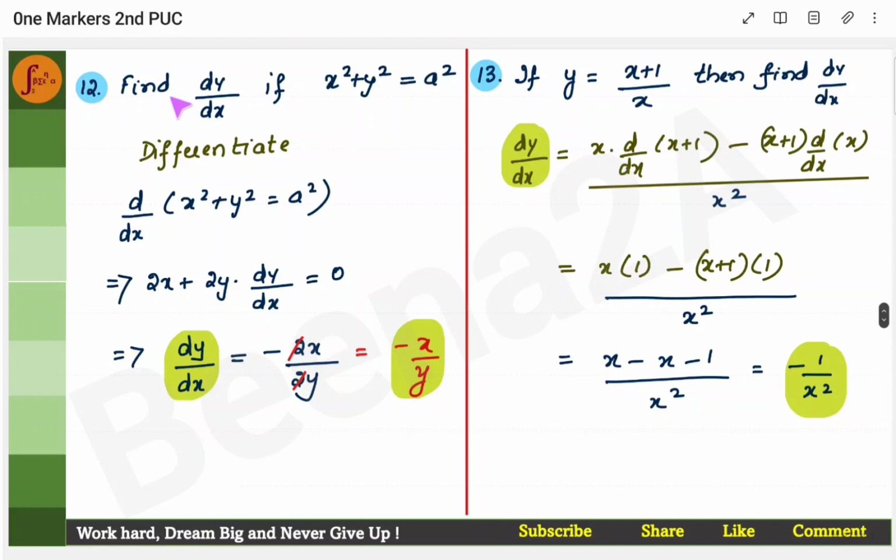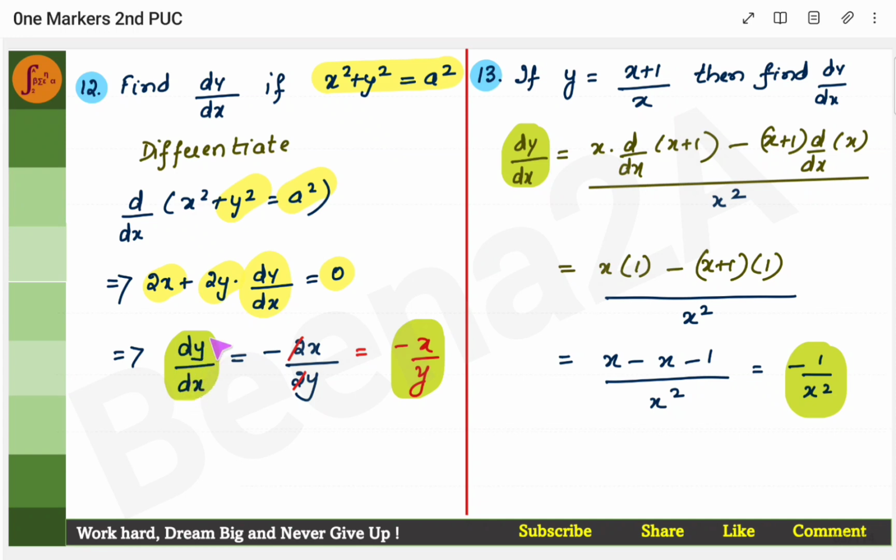Now this one, find dy by dx if x square plus y square is equal to a square. Now these are all implicit functions. That is, you have x and y mixed, right? y is not on one side. You have x and y both here. So now I'll differentiate this. Derivative of x square is 2x. Derivative of y square is 2y, and since I'm differentiating y with respect to x, I'll have to put dy by dx. And derivative of a square, I told you, whenever you see a, b or anything, it is a constant, and derivative of a constant is 0.